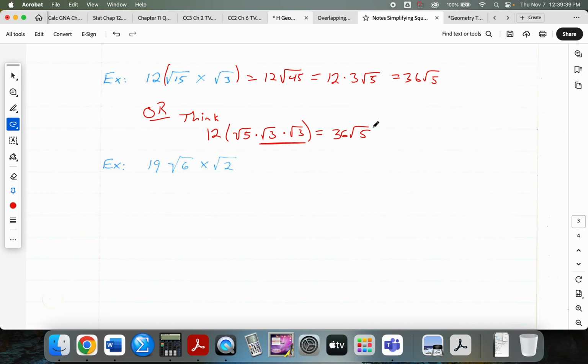Grace, you're giving it the stink eye. What's up? I'm kind of confused on how you did that. What I did is I broke the square root of 15 into the square root of 5 times the square root of 3. And then I grouped these two together to get 3 times 12 is 36.